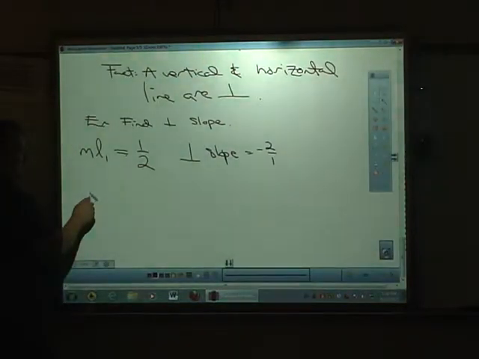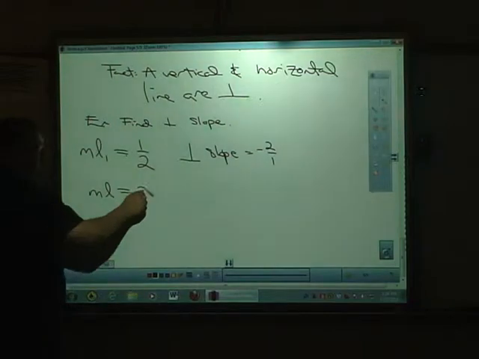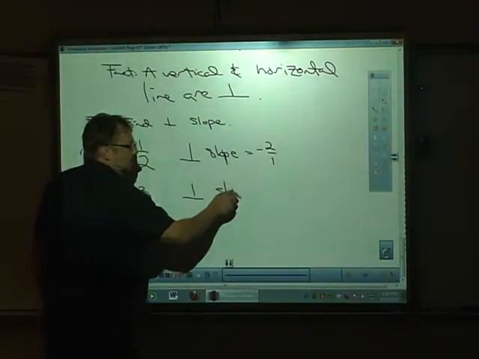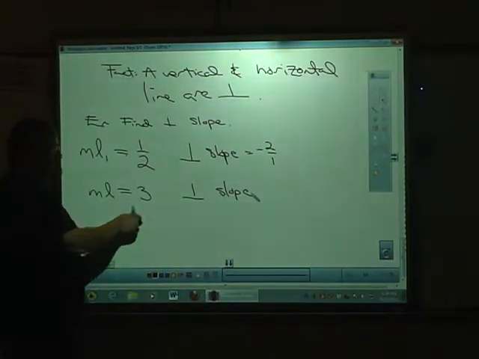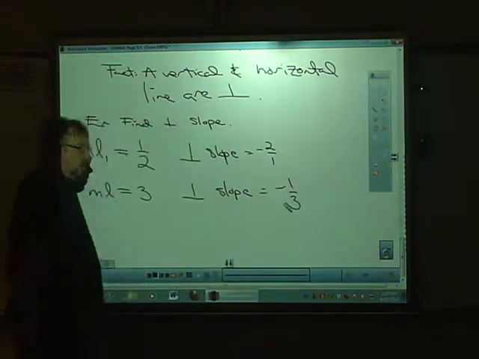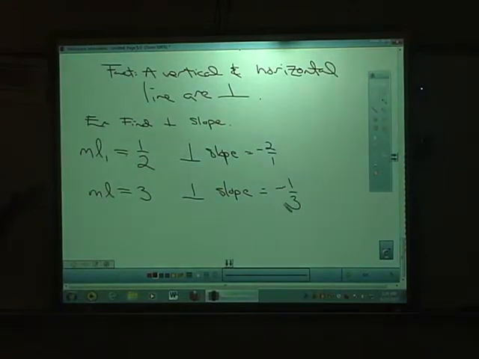What if my line had a slope of 3? Then the perpendicular slope, I'd have to multiply by 3 to get -1, would be equal to -1/3, because they have to multiply to give you -1.